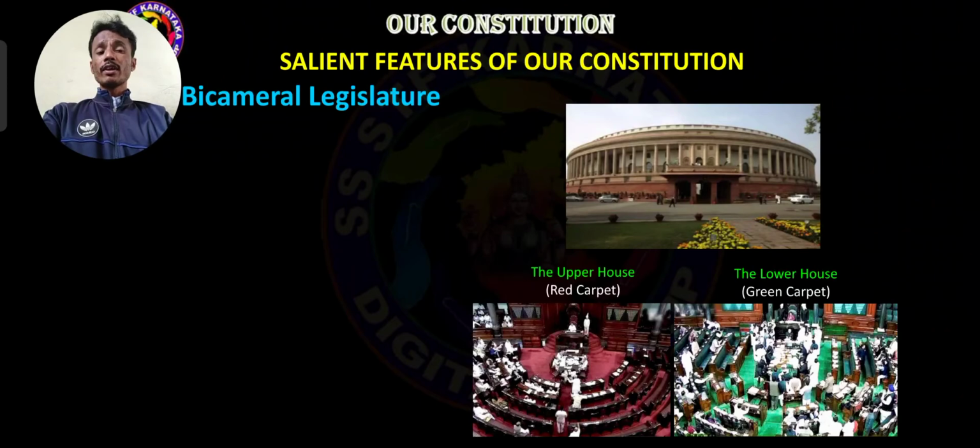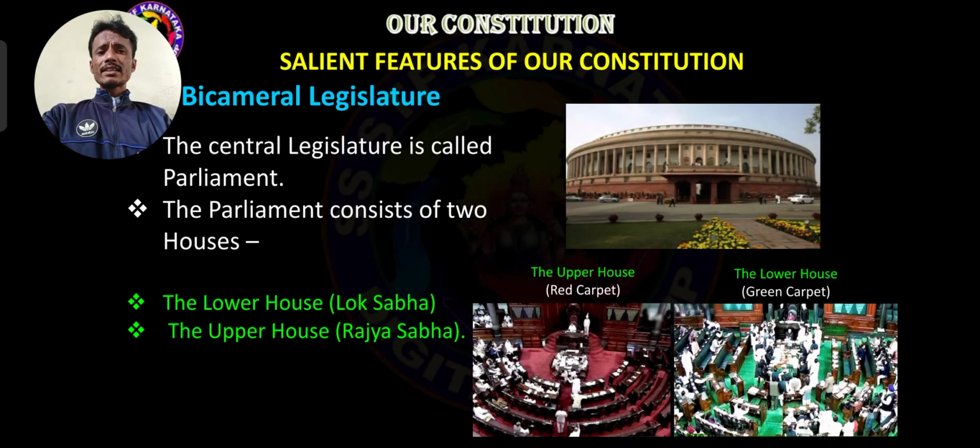So here, Parliament consists of two types of houses, upper house and lower house. Upper house is also called Rajya Sabha, lower house is also called Lok Sabha. So the bicameral, two types of legislature, one is the upper house, another is the lower house. The central legislature is called Parliament, and Parliament consists of two houses, lower house Lok Sabha and upper house Rajya Sabha. This is the bicameral, two types of legislature.